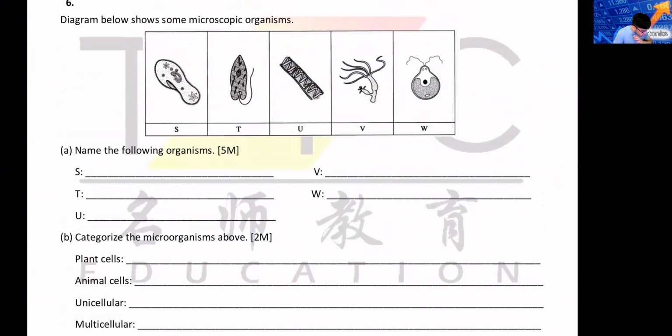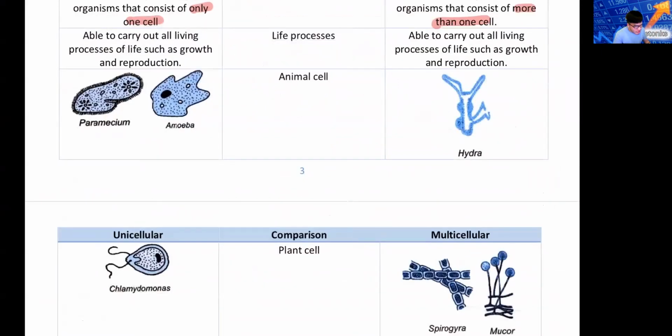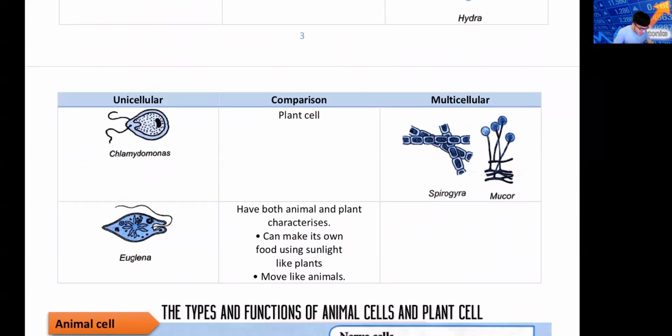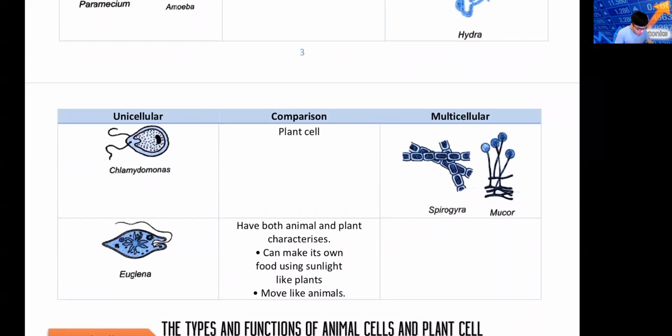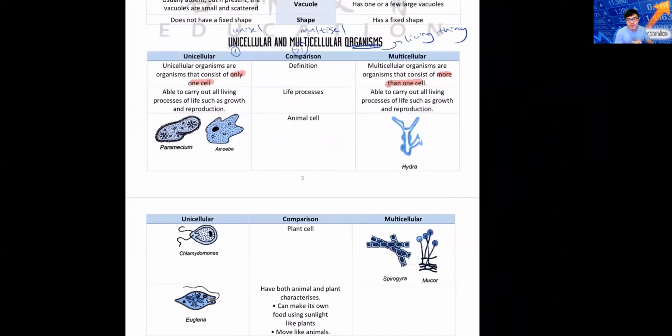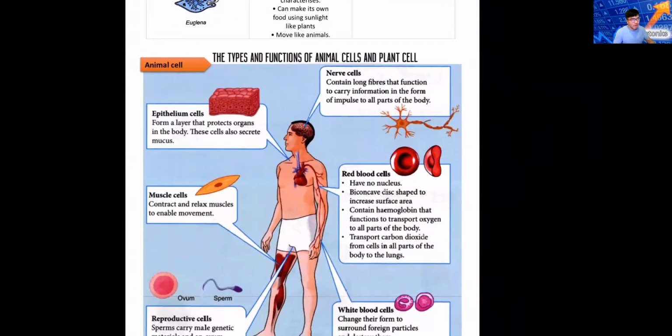If you don't want to know whether they are animals or plants, then it's okay, so be it. Anyway, this unicellular and multicellular, I hope you have no problem. Very easy stuff. Okay, let's move along. Let's go ahead and go into our animal cell and plant cell today.